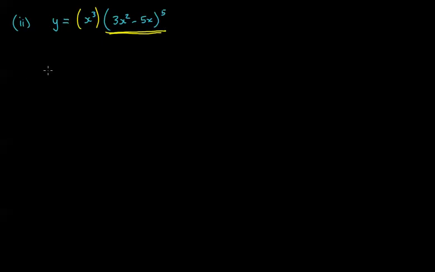So u would equal x cubed, and v would equal the rest of it, which is 3x squared minus 5x to the power of 5. Now let's differentiate it. du by dx is just 3x squared. That's simple enough. We're going to use that in a minute.